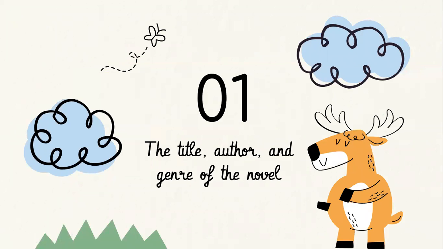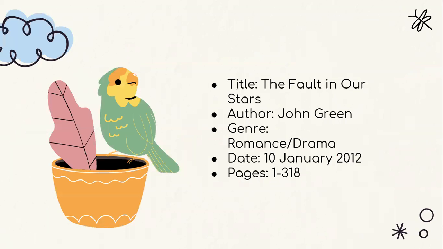The first one is the title, author, and genre of the novel. The title is The Fault in Our Stars. The author is John Green. The genre is romance or drama. It was published on 10th of January 2012. The pages are 1 to 380.